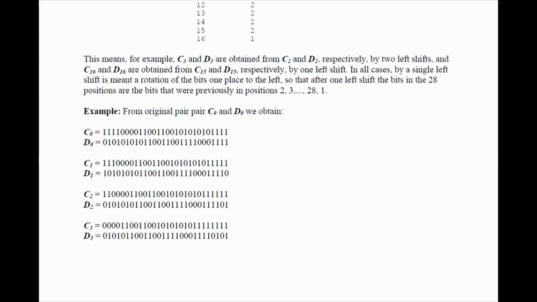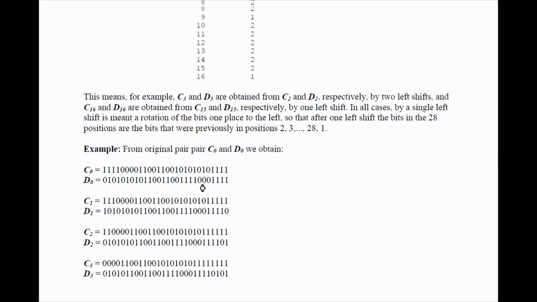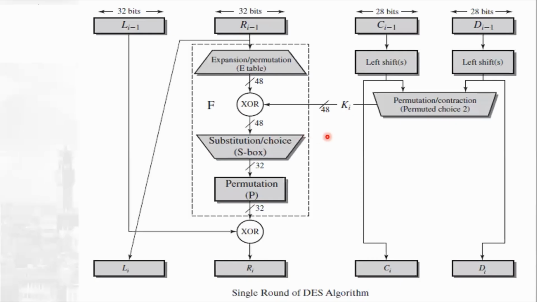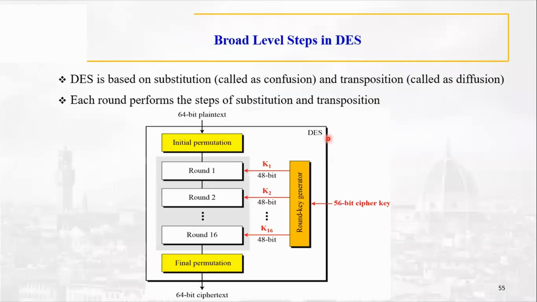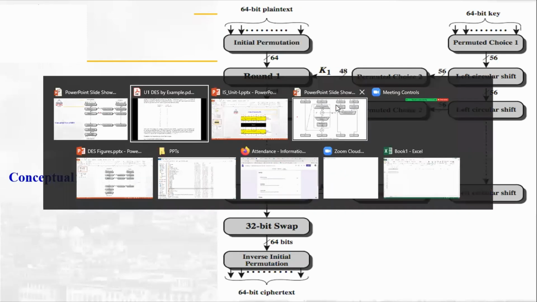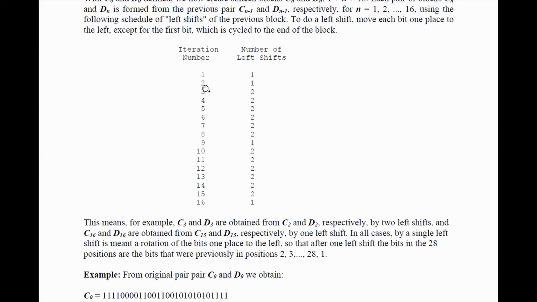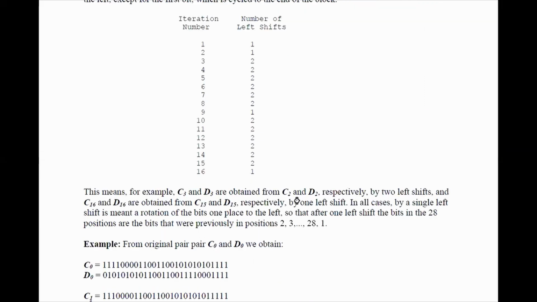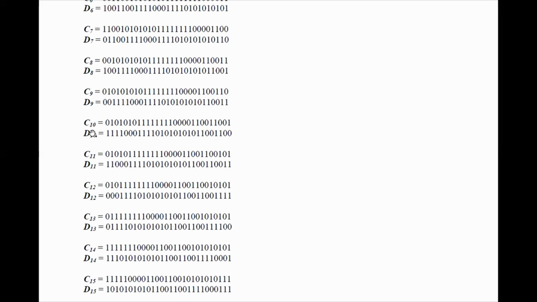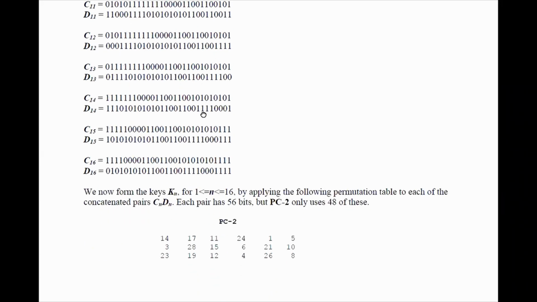You can calculate on paper a bit later, but these are the number of shifts that are applied depending on the iteration number. Because for each round you'll need a separate key, and there are 16 rounds, so we have to create 16 different keys, and 16 different keys will be prepared like this. This is how we are preparing all the keys here. And when you combine C0 and D0 again, you'll get all the keys, K1, K2, and so on.